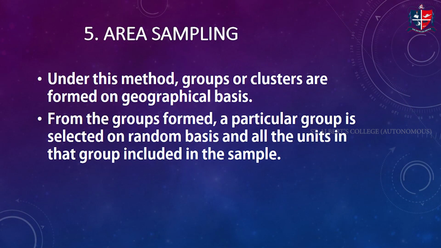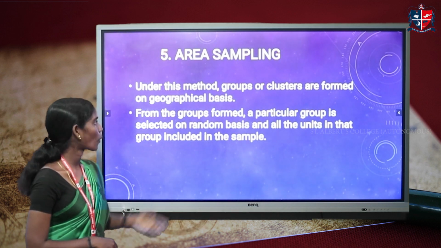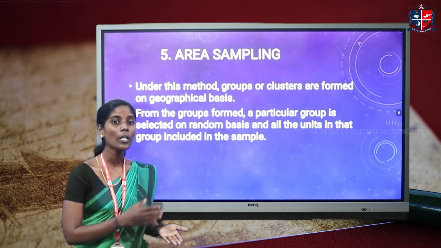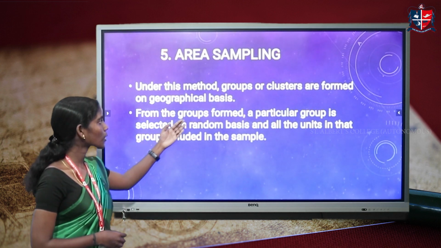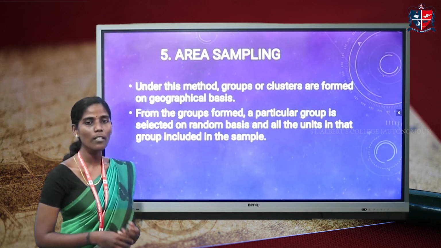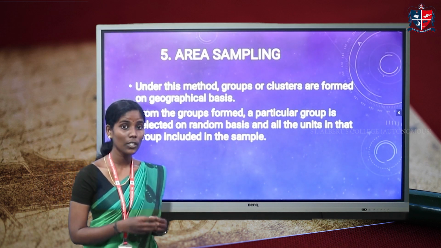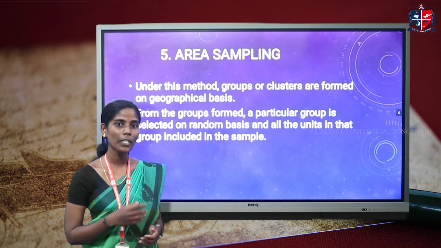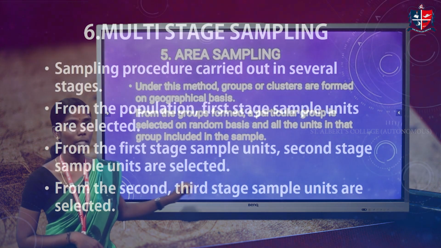Next one, area sampling. Here, the groups or clusters are formed on a geographical basis. Some geographical criteria are used to divide the population into certain groups. And from the groups formed, a particular group is selected as our sample on a random basis. Each unit in that group is considered as our sample unit, and we are taking data. So this is the area sampling method.